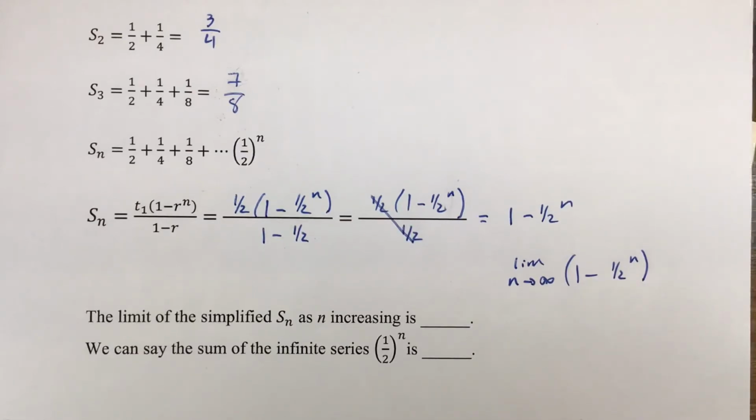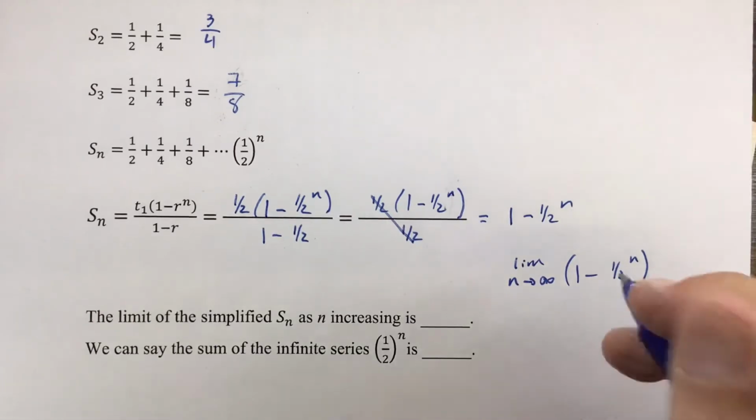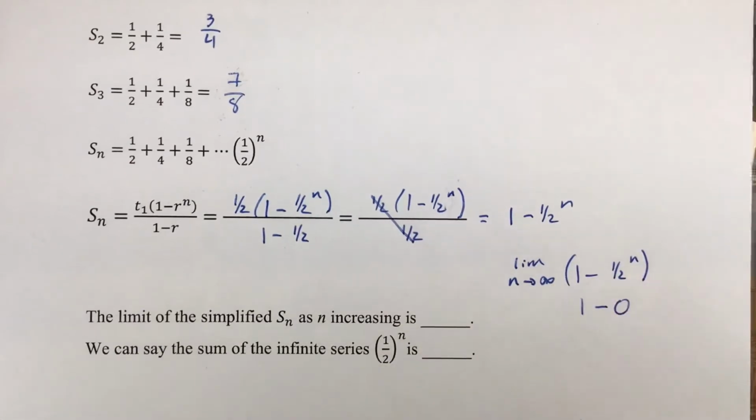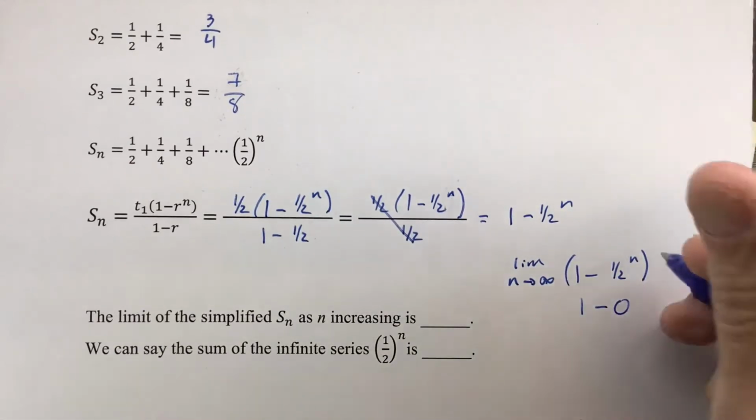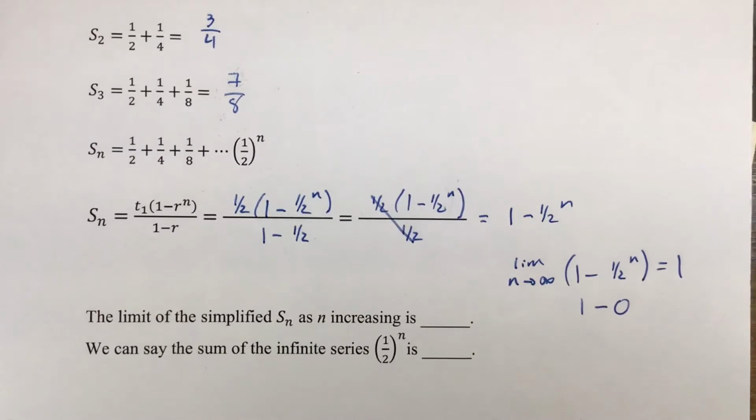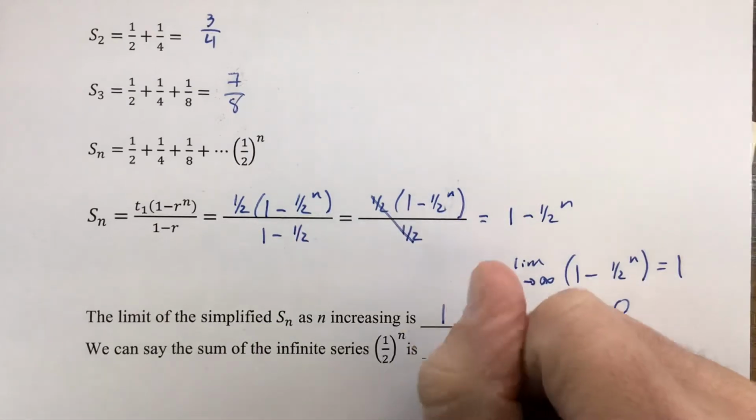Half of half of half of half of half of half, and so on, will eventually shrink down to almost zero. Almost. It does not actually become zero, but gets very, very close. So if we can think of that as zero, we've got 1 minus 0, which means that our limit will be 1. The limit of the simplified Sn as n increases is 1. We can say that the sum of the infinite series, 1/2 to the nth power, is 1.